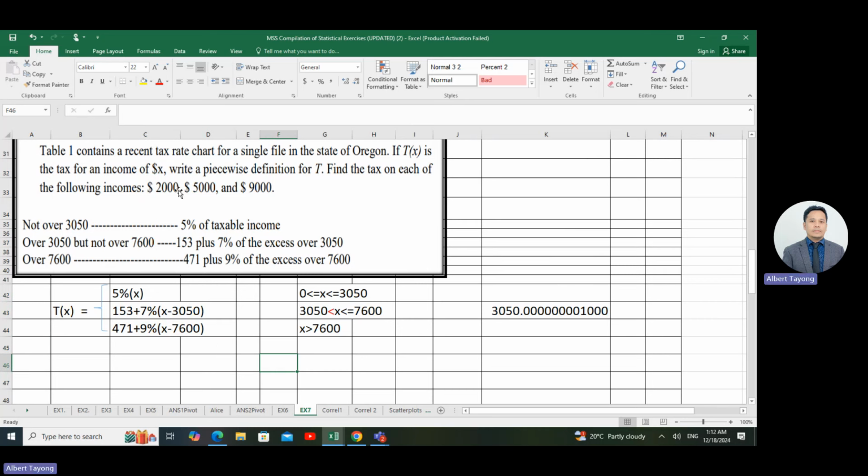So the first one is 2,000. You have to find where it belongs. It belongs here because this is not over 3,050. So for tax 1, this is for 2,000. That will be equals 5% times 2,000. $2,000 income. So the tax is 100.